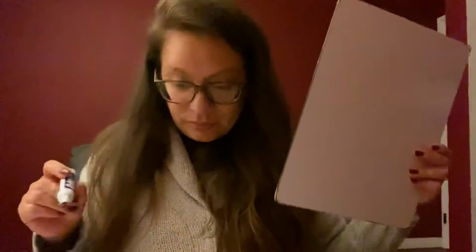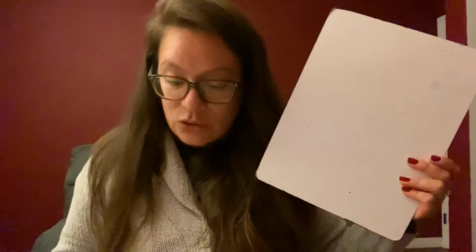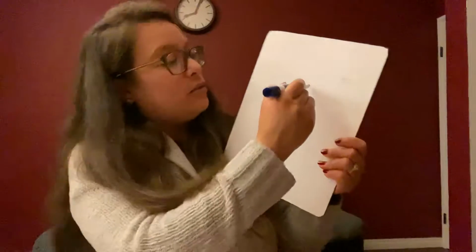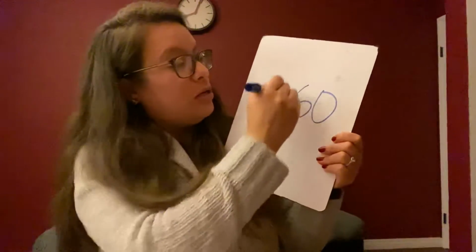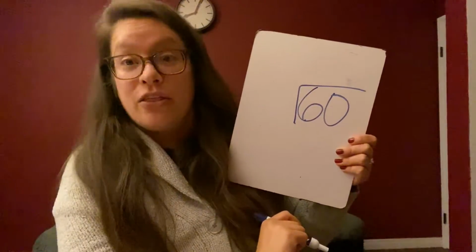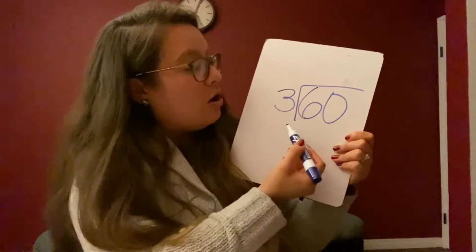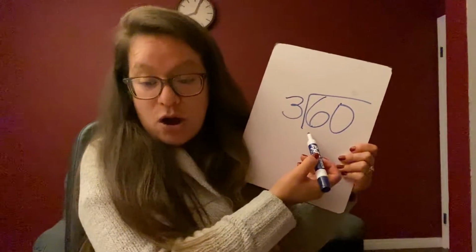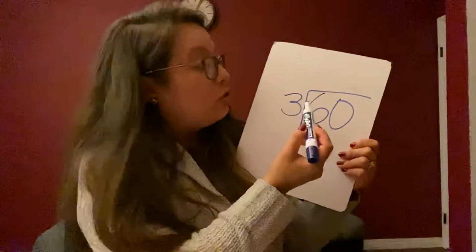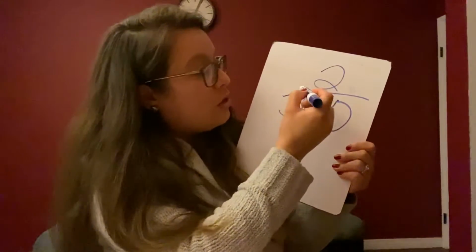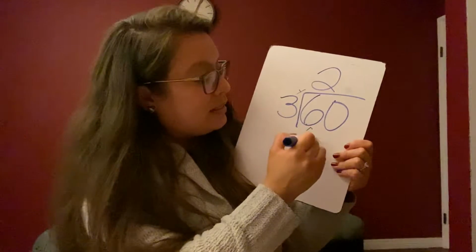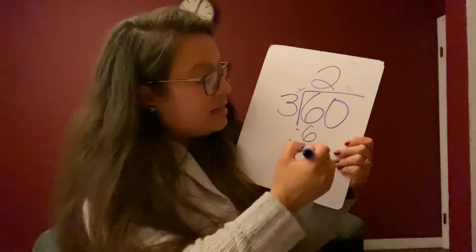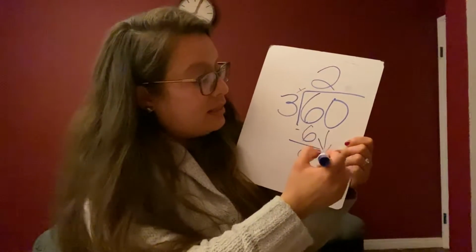All right, letter A. What is 1/3 of 60? So what is that asking you? To divide 60 by 3. Great job. Okay, 3 goes into 6 how many times? 2. 3 times 2 is 6. Subtract. That is 0. Bring down the 0.